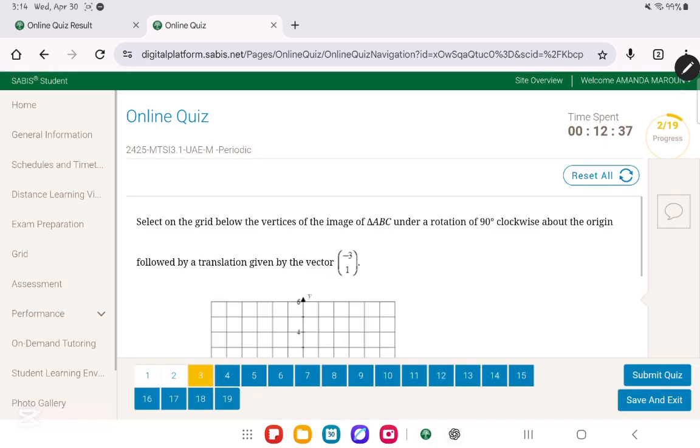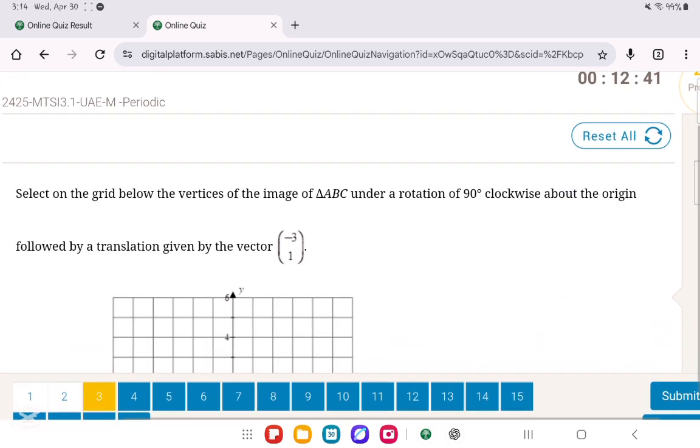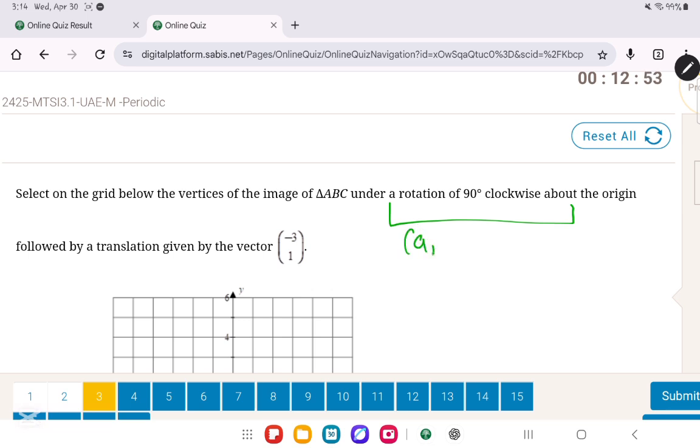In question number 3, it said, select on the grid below the vertices of the image of triangle ABC under a rotation of 90 degrees clockwise. What does rotation of 90 degrees clockwise mean? It means (a, b) will become (b, -a). This is the first thing we are going to do. The second thing is a translation given by the vector (-3, 1). So please keep these in mind.